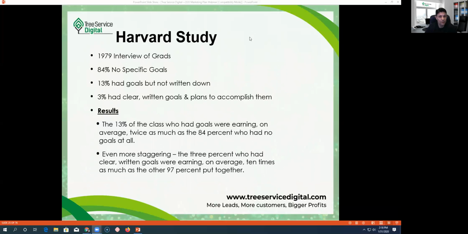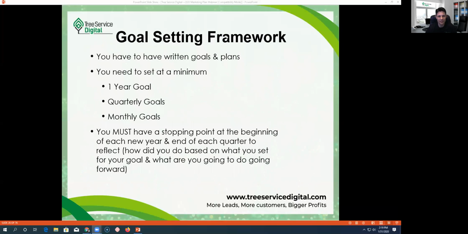So it just shows you, if you have goals and you aspire for more, you can attain it. You just have to have the goals, and you've got to reach for it. And even more staggering was the 3% who had clear written goals. They were earning on average 10 times as much as the other 97% put together. So it just goes to show you, if you write things down, weekly, monthly, quarterly, and yearly goals, you're going to get further and further ahead, because you're tracking things. You have goals. That really solidifies it.